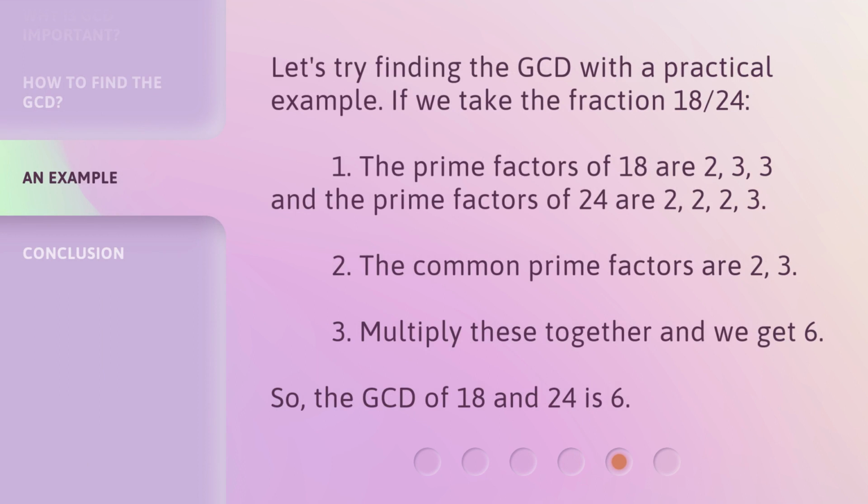Let's try finding the GCD with a practical example. If we take the fraction 18/24, 1. The prime factors of 18 are 2, 3, 3, and the prime factors of 24 are 2, 2, 2, 3. 2. The common prime factors are 2, 3. Multiply these together and we get 6. So, the GCD of 18 and 24 is 6.